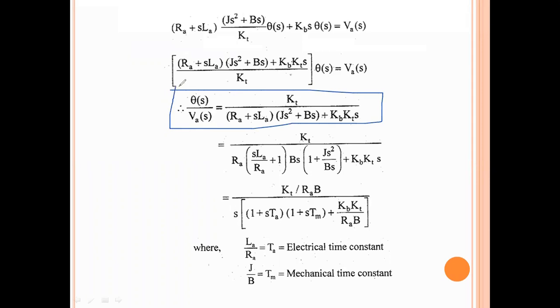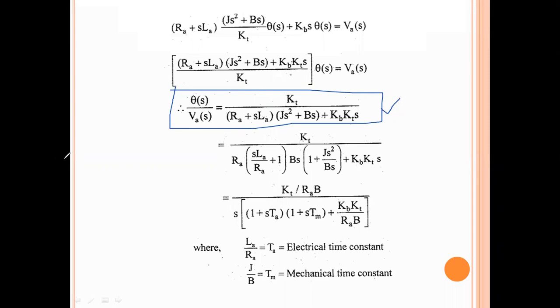So theta of S by VA of S is equal to some constant KT by RA plus S LA into JS square plus BS plus KB into KT into S. So this is our final transfer function.